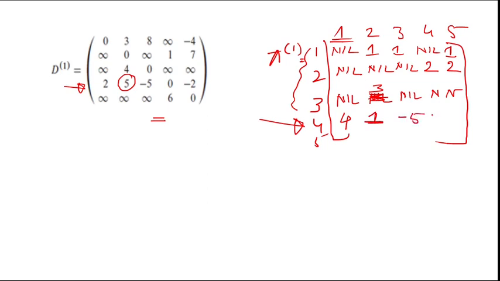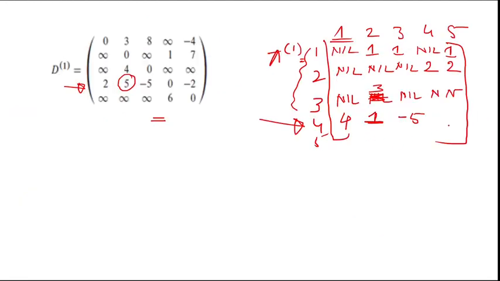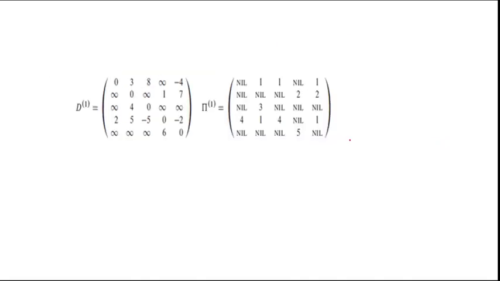Next time it is 5. Here also the same thing will happen. Earlier here it is infinity, and here it is nil. But in the next iteration you will get 4, so you don't write 4, you write 1 here. 1, 2, 3, 4, like that you will increase. So you have to be a little careful here. The remaining things will be as they are. If you complete this, this is your final result, the D1 matrix and the pi 1 matrix.